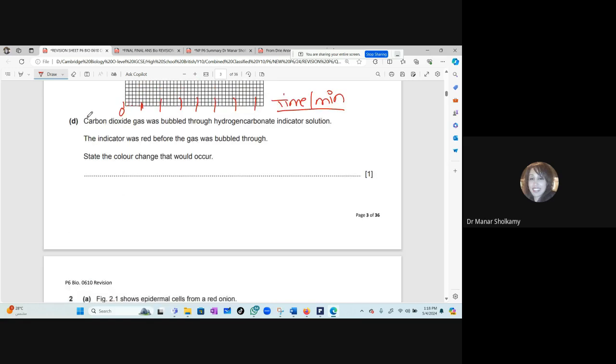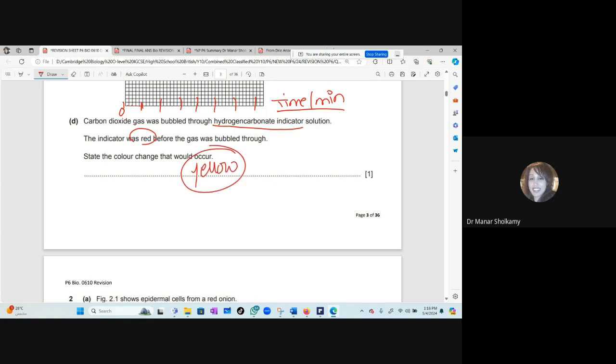Good? Now, why did I choose this question? Because here they mentioned the hydrogen carbonate solution. This means you have to know the colors. The carbon dioxide gas was bubbled through hydrogen carbonate indicator. The indicator was red before the gas was bubbled. State the color change that would occur. Now, the hydrogen carbonate indicator, in high CO2 levels, what is the color? Yellow. Yes, it's yellow.